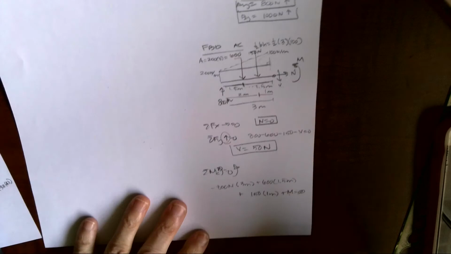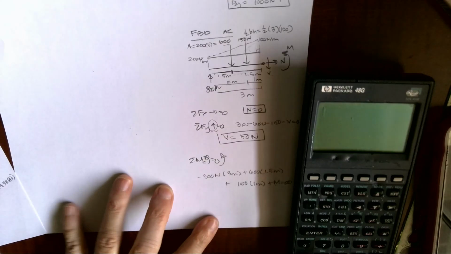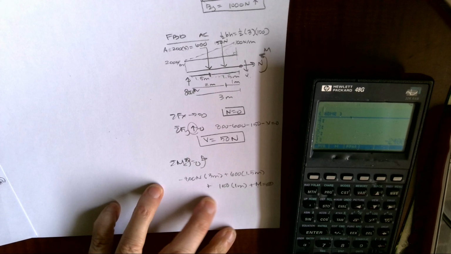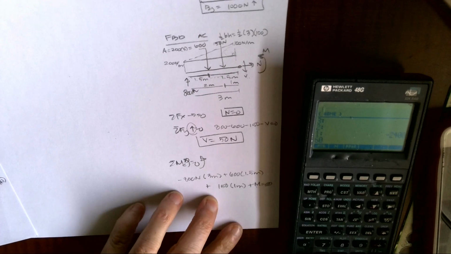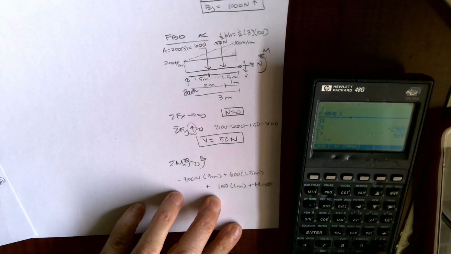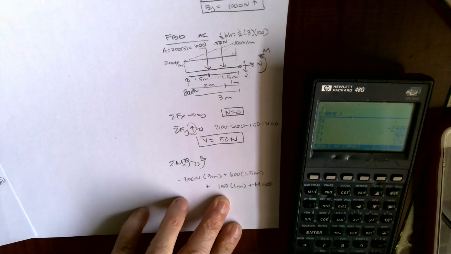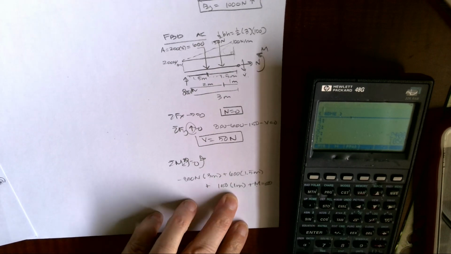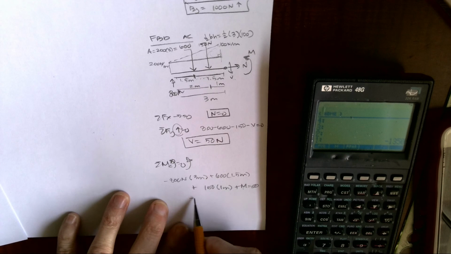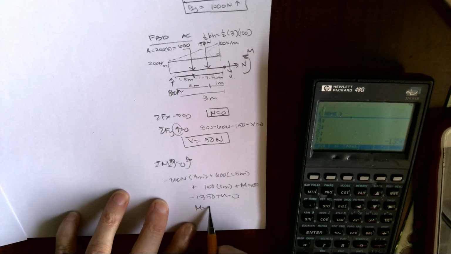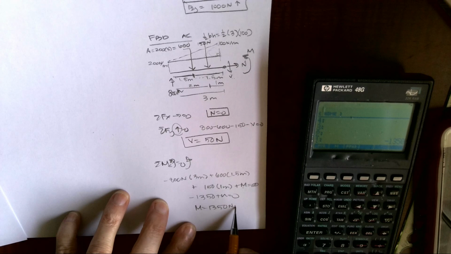So when I multiply this out, I'm going to get 800, change signs, 3 times, 600, enter 1.5 times, 150, enter 1 time. So we're going to go plus, plus. So I have negative 1350 plus M equals 0. So my moment is a positive 1350 newton meters. Make sure you have your units.